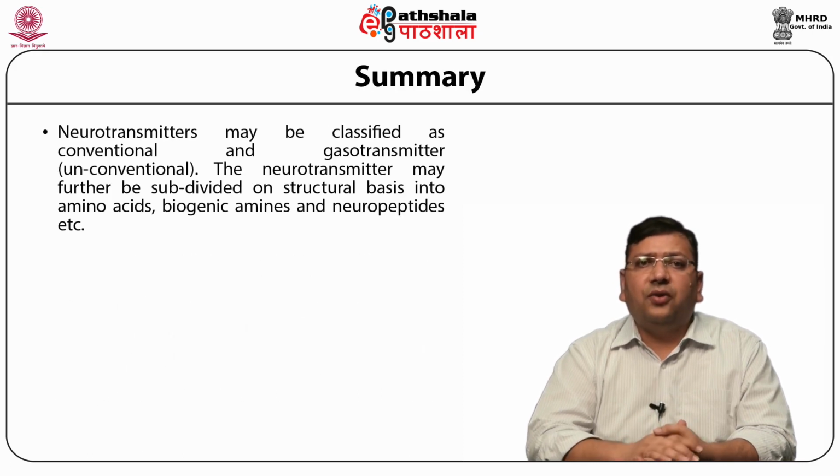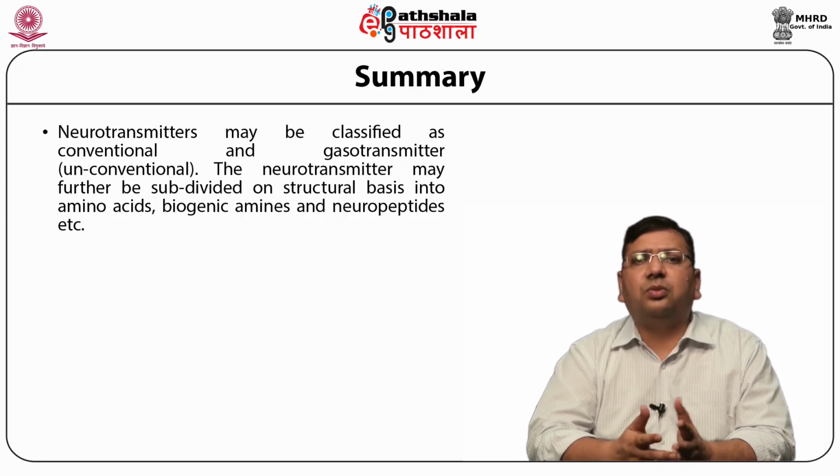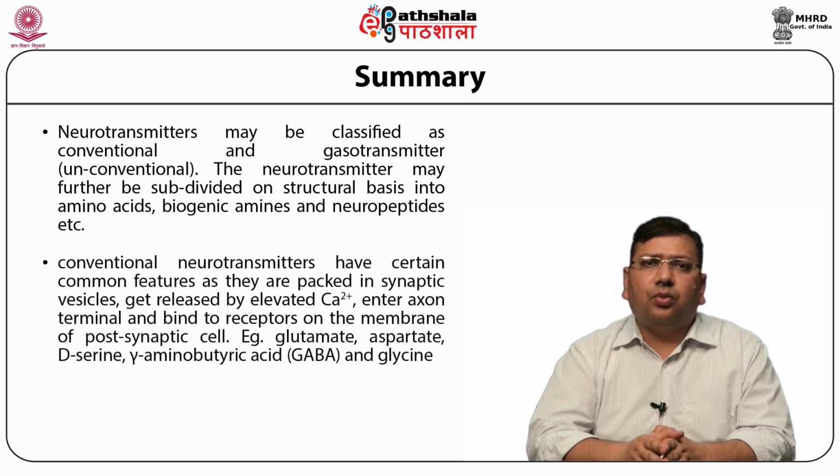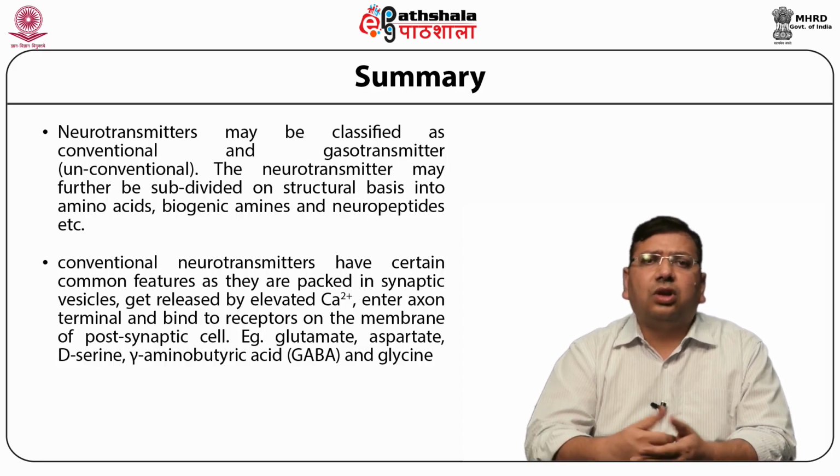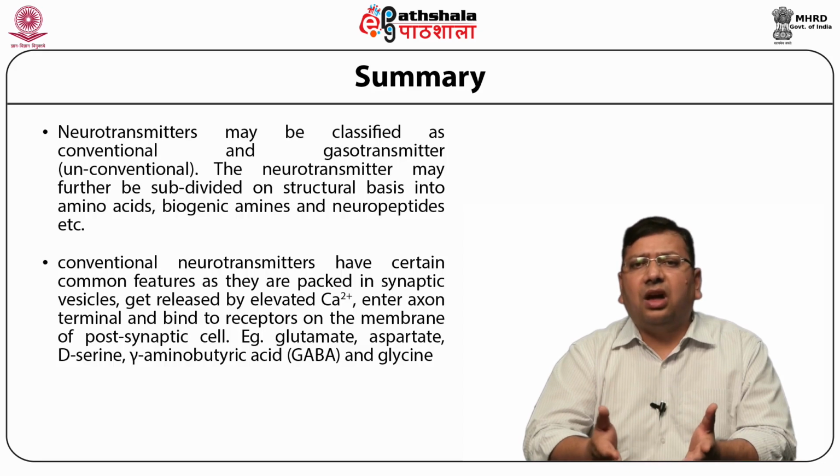Neurotransmitters may be classified as conventional and gasotransmitters, or unconventional. The neurotransmitters may be further divided by structural basis into amino acids, biogenic amines, neuropeptides, etc. Conventional neurotransmitters have certain common features: they are packed in synaptic vesicles, get released by elevated calcium ions entering the axon terminal, and bind to the receptor on the membrane of postsynaptic cells. Examples are glutamate, aspartate, GABA and glycine.